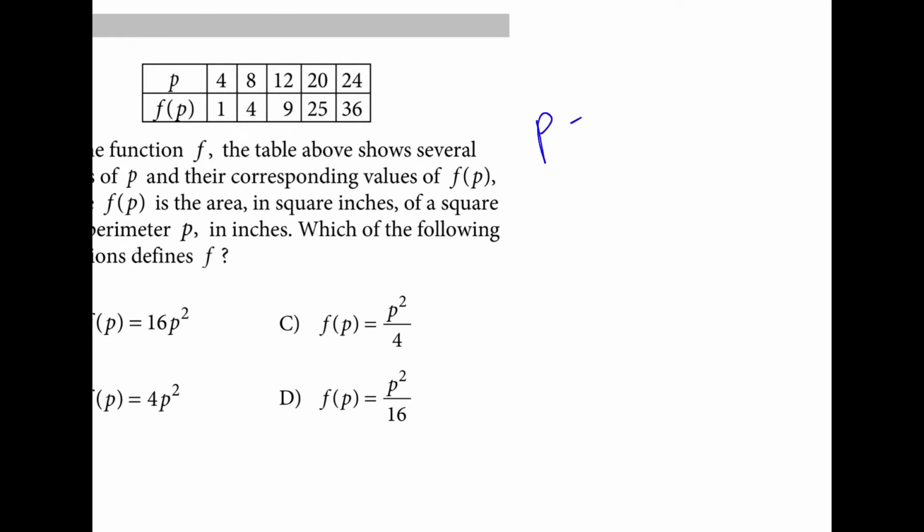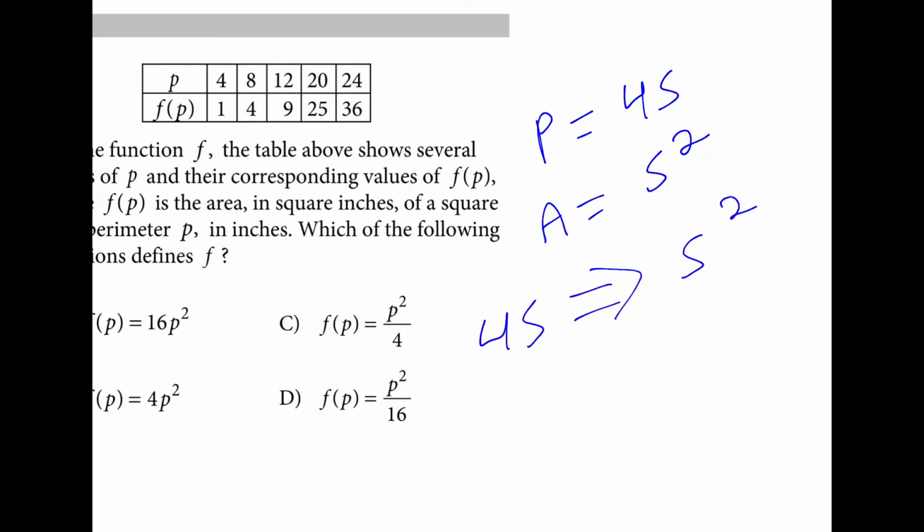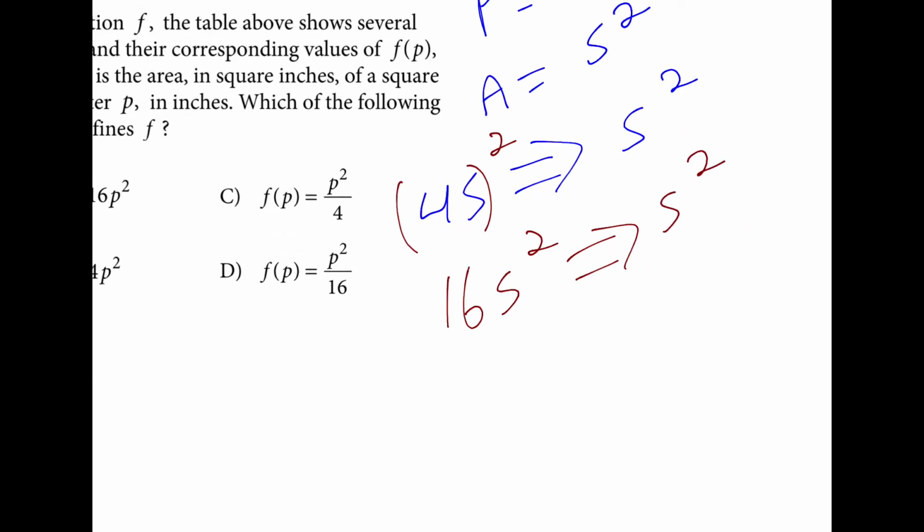So the perimeter, you might recall, is 4 times the side length, and the area is equal to the side length squared. So how do we get from 4s to s squared? So if we square this side, we end up with 16s squared. So we're part of the way there, and what do we go from there? We have to divide by 16. So square it and divide by 16.